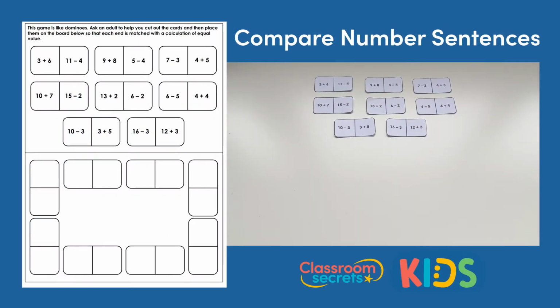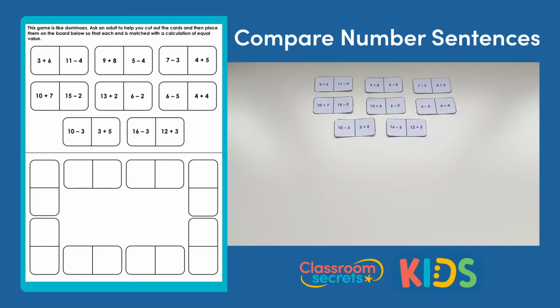This video will take you through the answers to the compare number sentences worksheet and we'll talk you through some of the tricky bits. The question is, arrange the loop cards so that each end is matched with a calculation of equal value. And when you've matched them all together, it will make one continuous loop. So it doesn't actually matter which card you start with.